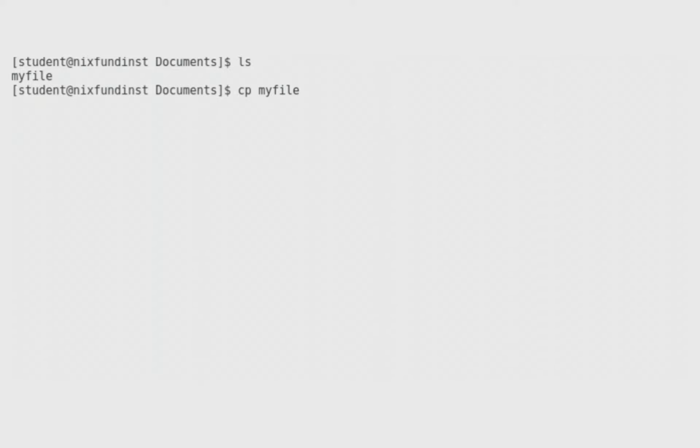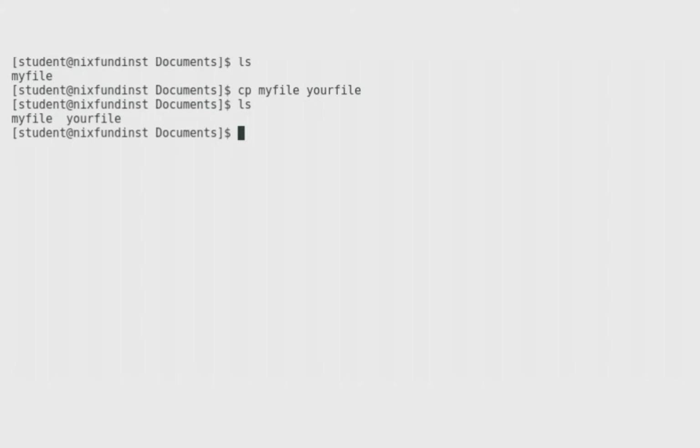Then I'm going to insert more white space, and then type the name of the new file that I want to copy it to. So when I run this command, and I do a listing again using ls, you can see that I now copied my file into a new file called your file. So that command consisted of one command, cp, and two arguments. The first argument was my file. The second argument was your file. And as you can see, both are separated by a single space character.